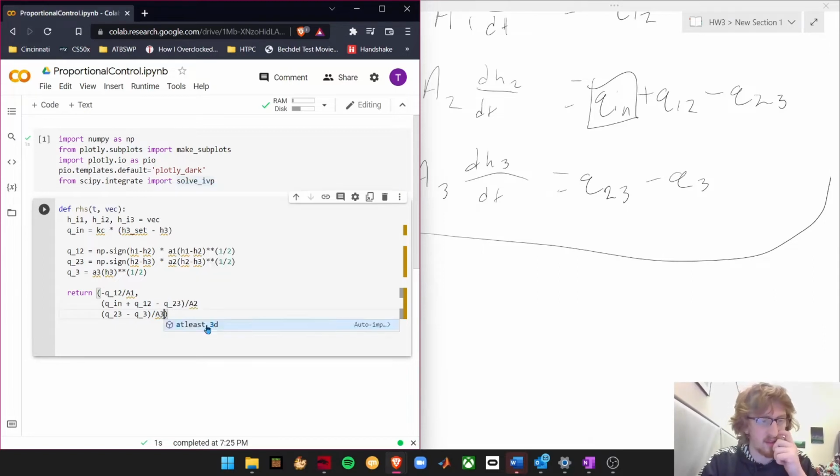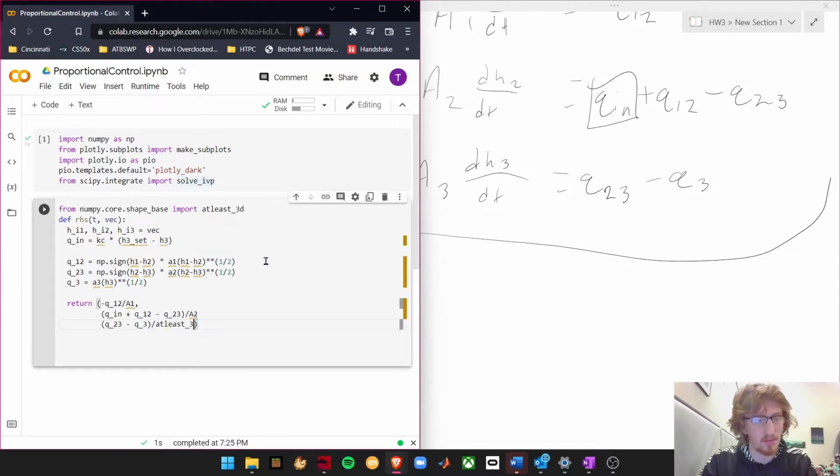So from here, you can see that we have quite a few variables we haven't defined yet. In this case, we need to define our set point. We need to define each of our heights, and we also need to define our proportionality constants, our cross-sectional areas, and our proportional control. So we can go ahead and start cleaning things up.